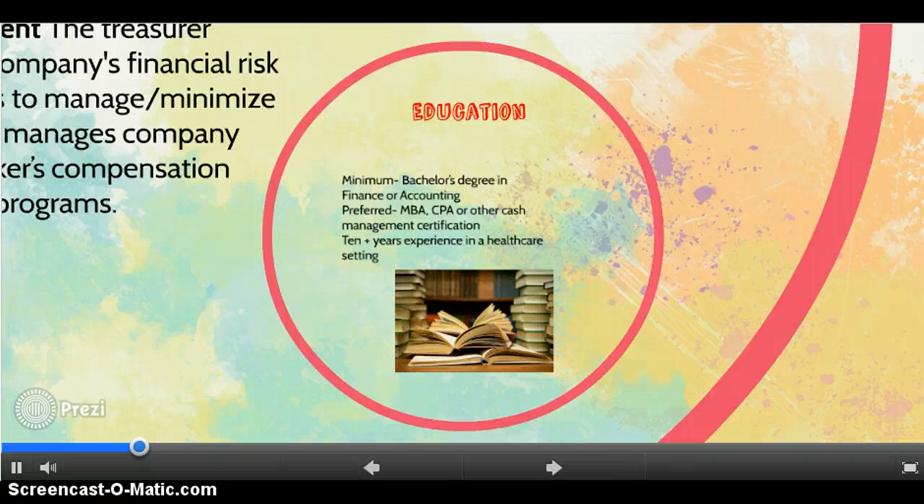In order to qualify as the treasurer of your organization, you would need a minimum of a bachelor's degree in finance or accounting. Preferred qualifications include an MBA, a CPA, or any type of cash management certification. Additionally, to be a top treasurer of the organization, you will want someone with 10 or more years of experience in a healthcare setting.